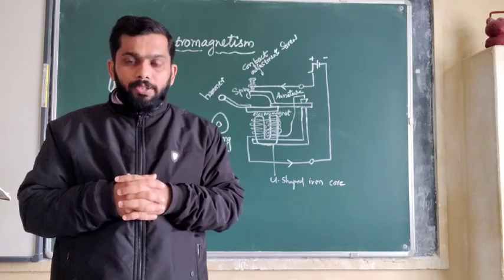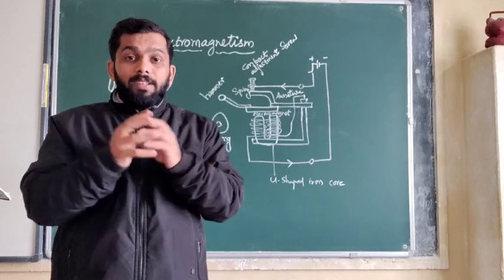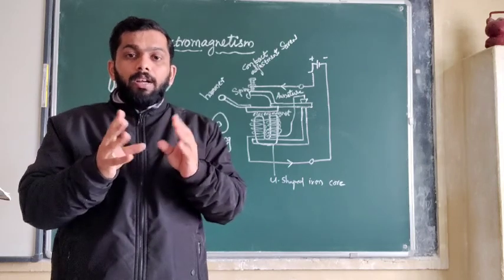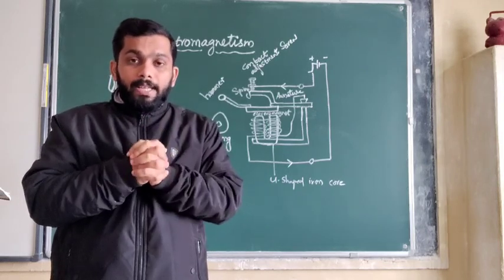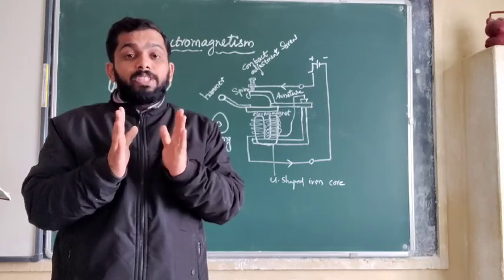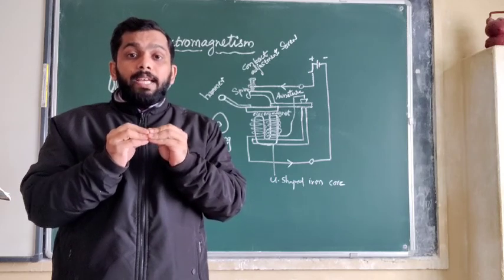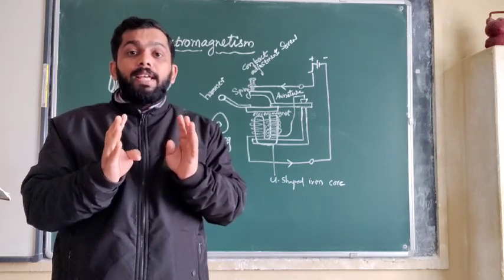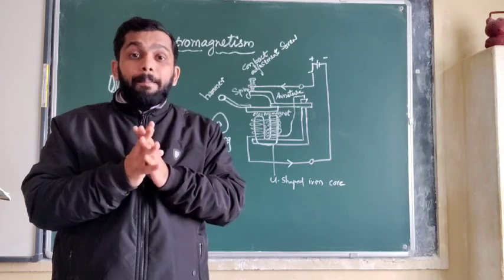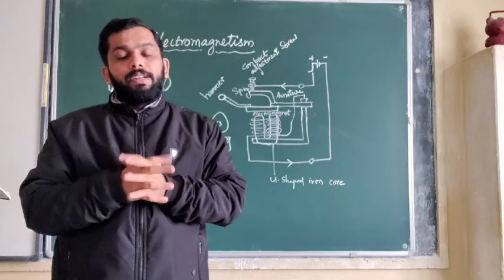So magnetism vanishes. When a magnetic field or certain things are provided, the object behaves as a magnet, and when we remove that, the magnetism suddenly vanishes. Those are called temporary magnets.